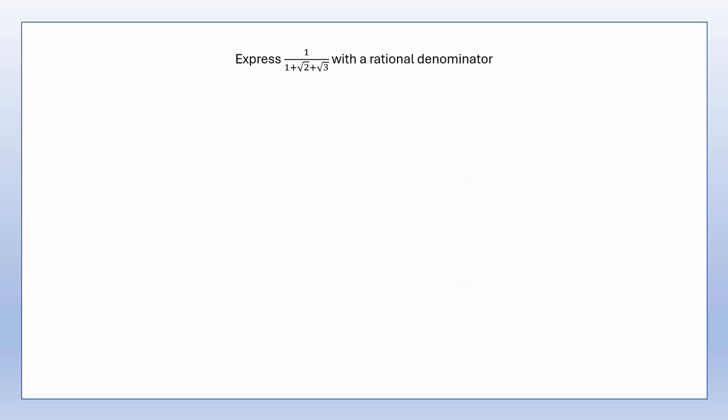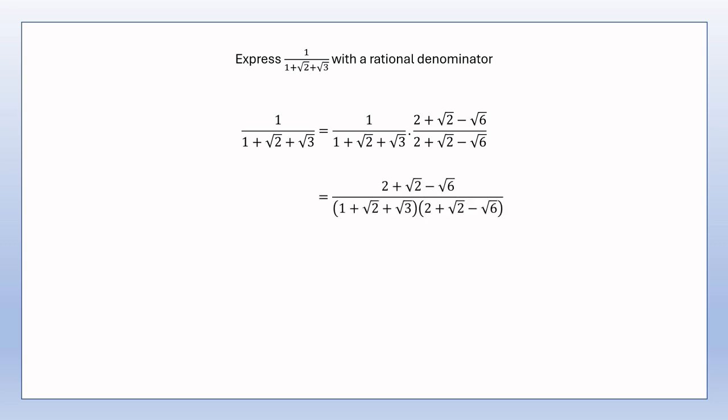Now, from this, I can see that I could have solved the problem like this. I could have just multiplied the numerator and denominator of the original expression by 2 plus root 2 minus root 6 to give 1 over 1 plus root 2 plus root 3 times 2 plus root 2 minus root 6 over 2 plus root 2 minus root 6, which is equal to 2 plus root 2 minus root 6 over 1 plus root 2 plus root 3 times 2 plus root 2 minus root 6, which is equal to 2 plus root 2 minus root 6 over 4. But I wouldn't know to do this initially just from looking at the denominator.